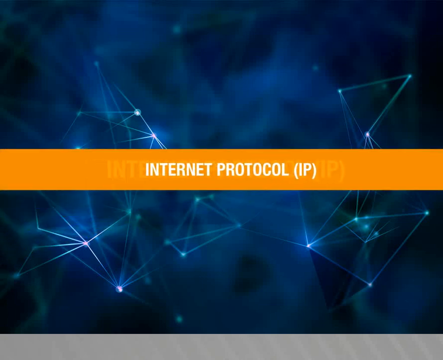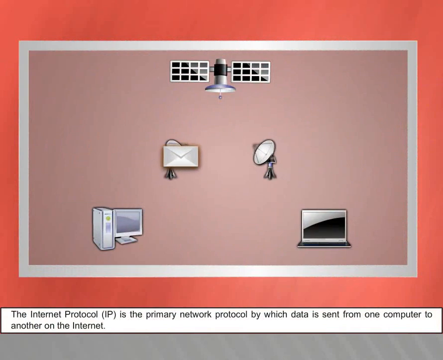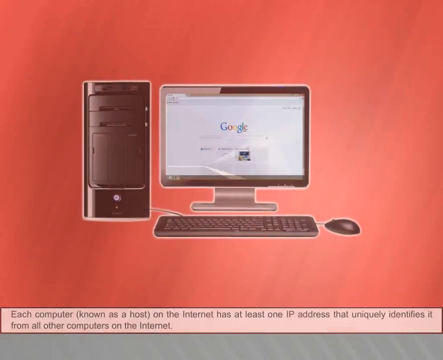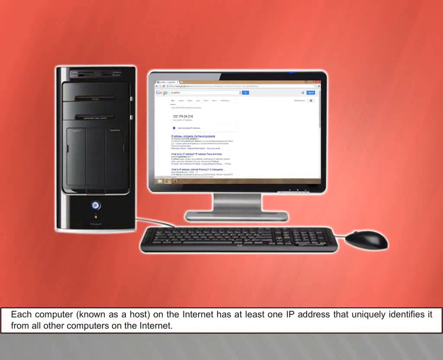Internet Protocol, IP. In this video, we are going to see about Internet Protocol, IP. The Internet Protocol is the primary network protocol by which data is sent from one computer to another on the Internet. Each computer, known as a host, on the Internet has at least one IP address that uniquely identifies it from all other computers on the Internet.